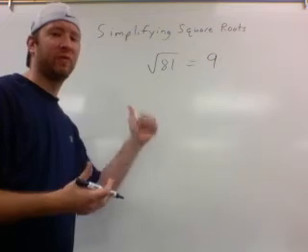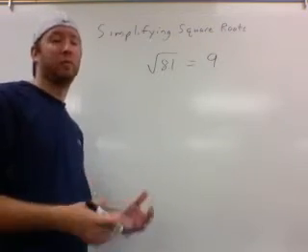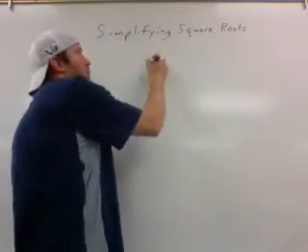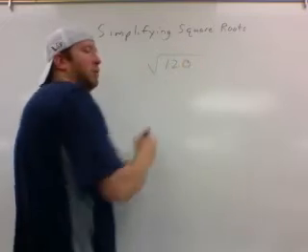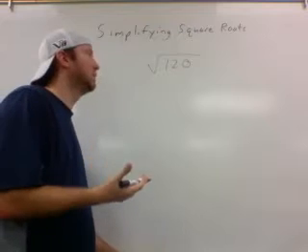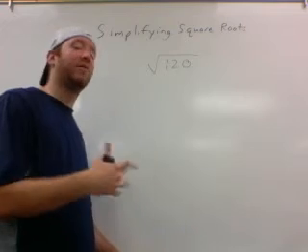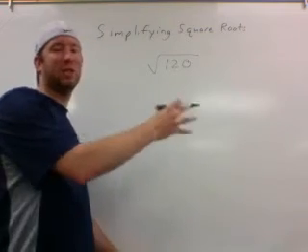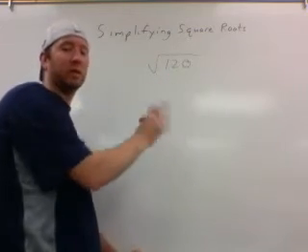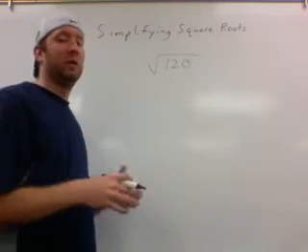All right, so really what this video is going to be about is how do I rewrite them when it's not a perfect square. So what if I had something like the square root of 120? 120 isn't a perfect square. There's not a number times itself that is 120. 10 times 10 is 100. It's kind of close. 11 times 11 is 121. It's just a little bit too big. So I know the square root of 120 is somewhere between 10 and 11, but what I'm really trying to do is simplify it down.